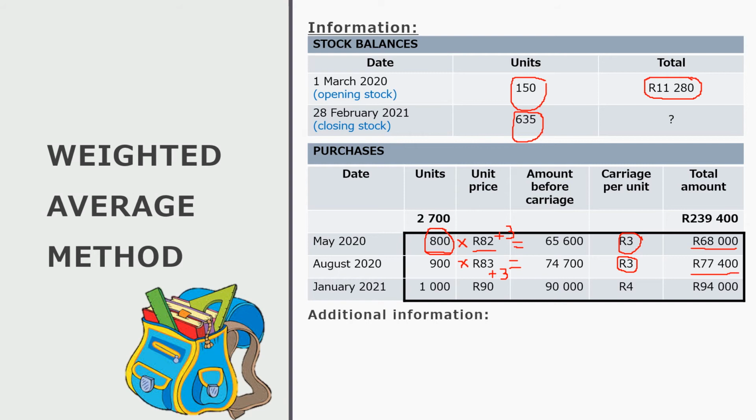Then in January 2021, we purchased 1,000 more units at a cost of 90 per unit. So this 1,000 times the 90 is going to give you the amount before carriage, which is 90,000. But now the carriage has also increased to 4 Rand. So we have to add the 4, okay, because it's part of the cost of these goods. So 1,000 times 94 is going to be the total amount which includes the carriage, which means the value of your stock now is 94,000.